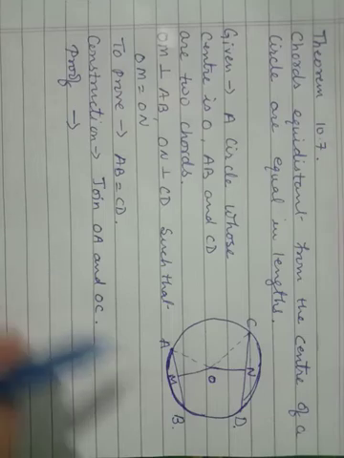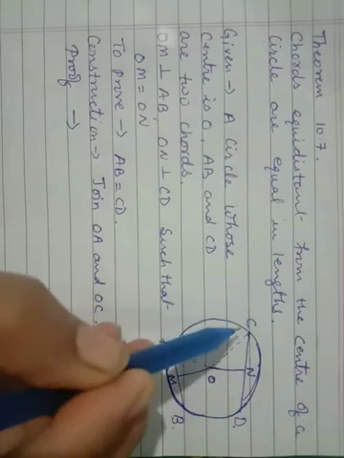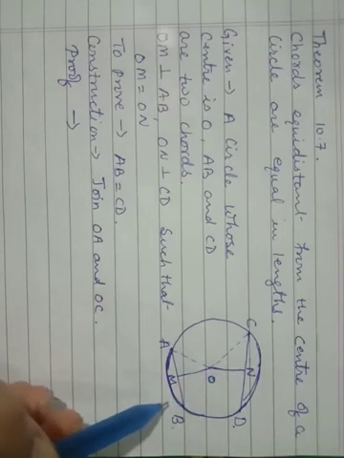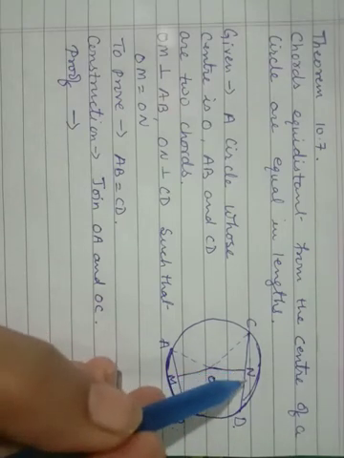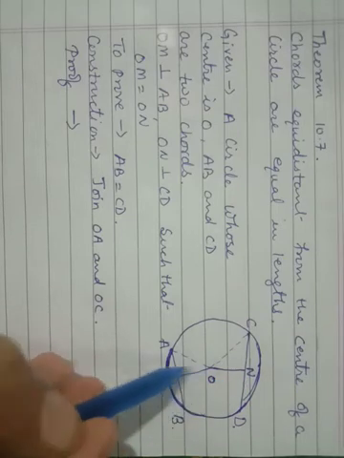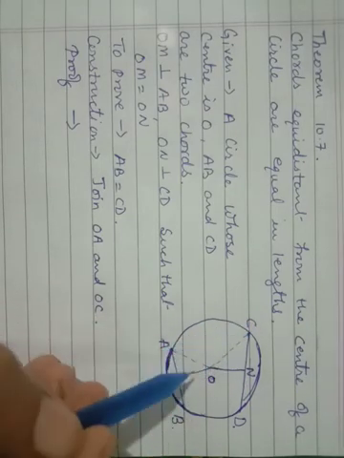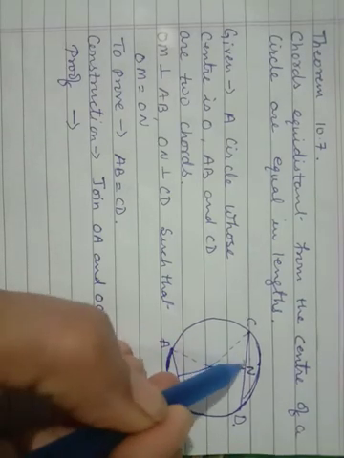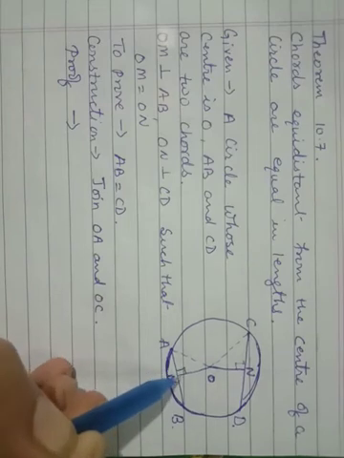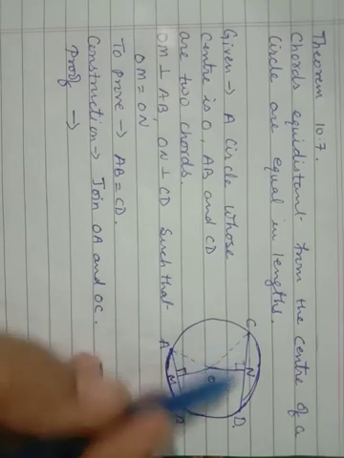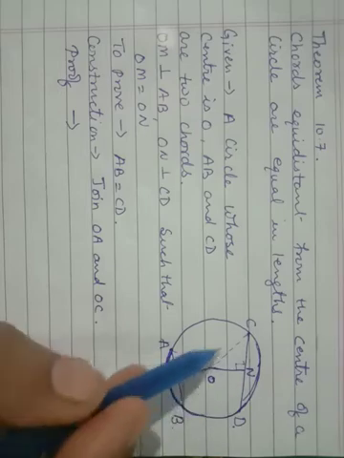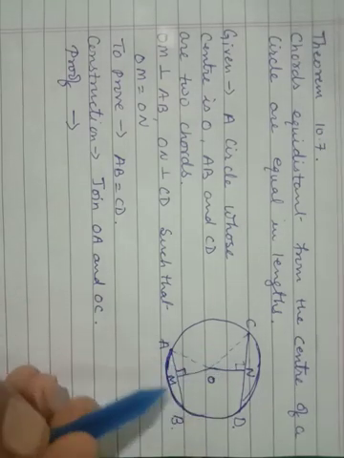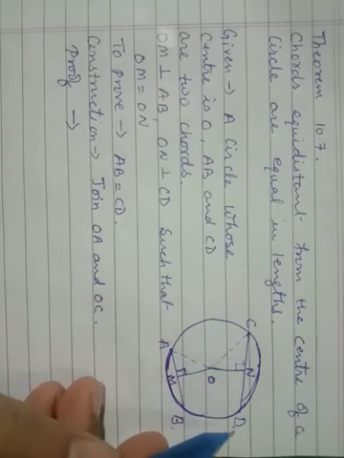So again you can see a circle with chords AB and CD. It is given that they are equidistant. It means OM is equal to ON. OA and OC are the radius. So this construction we will do. OM and ON are perpendicular because we know the distance of a chord from the center is perpendicular. So we have to prove that AB is equal to CD.